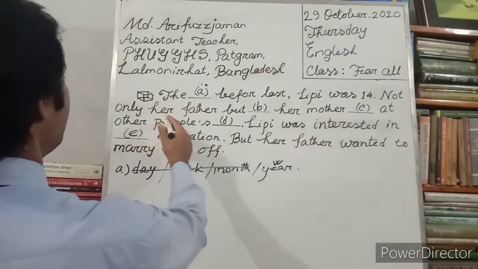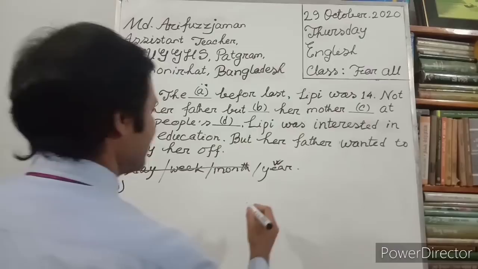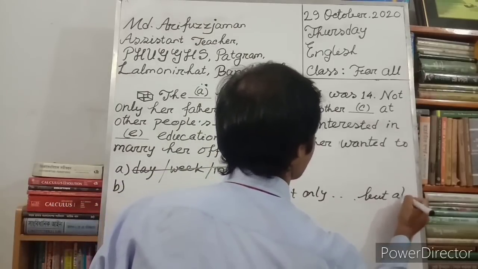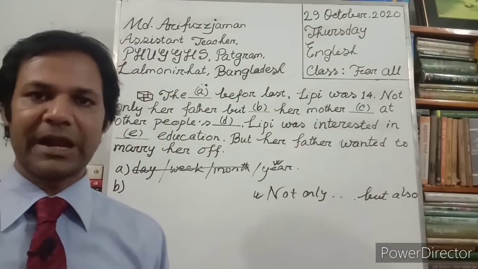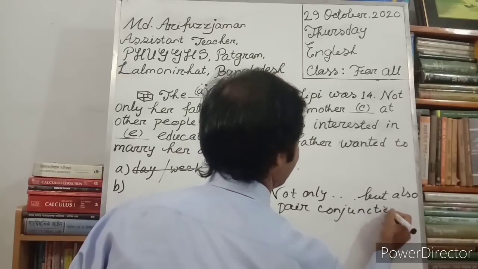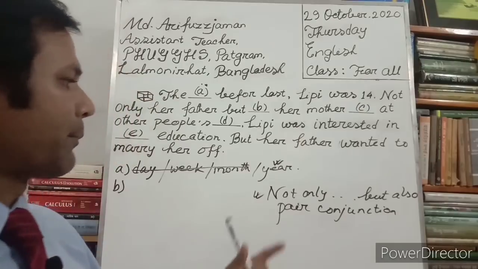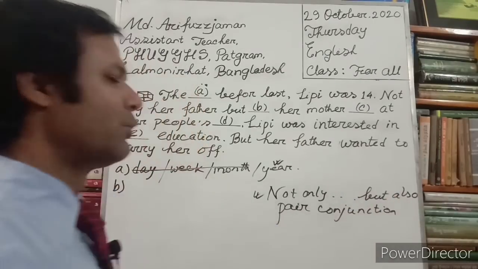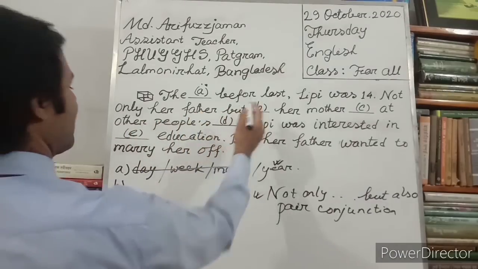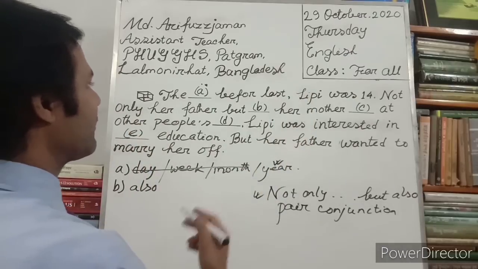In the next sentence, not only her father, but there is also a gap. This is correlatives. We know that not only always comes with but also. This is called correlative conjunctions, and sometimes we call it pair conjunction. That means if any portion of this total portion is used in a sentence, the rest of the portion will be used. If in any sentence we use but also, we should be damn sure that not only is also used in the sentence. So, not only her father, we have to write here but also, because this is pair conjunction or correlative conjunction. Not only her father, but also her mother.